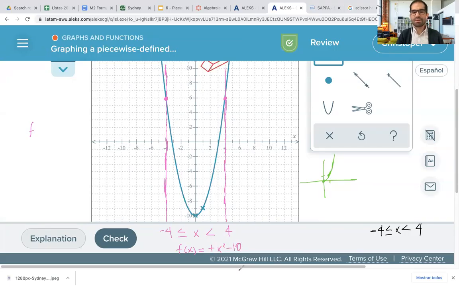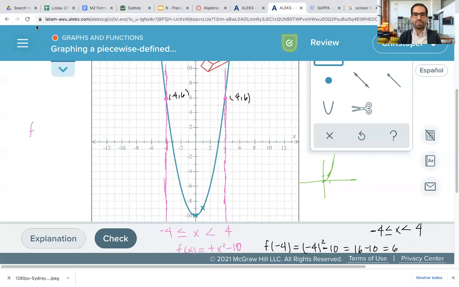So if you want to make sure that you're using the right coordinate to cut your graph, like the scissors from Hercules or the snap of the fingers from Thanos, you could say, well, what happens if I use -4? Well, it's going to be -4 squared minus 10. So that's going to be 16 minus 10. That's 6. So minus 4 comma 6. And if I do it with 4, I'm going to get 4 comma 6. So that's where things end for this segment of the graph.